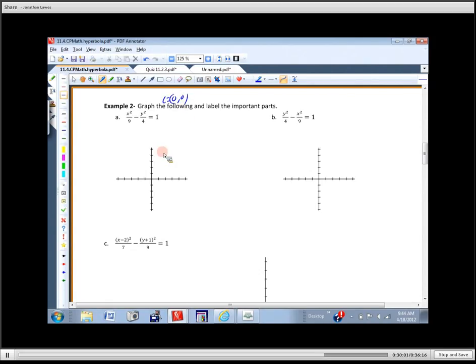Do yourself a favor right now. In your head, just say, well, that's going to be y equals plus or minus m times x. Because remember, it's y minus k equals plus or minus m times x minus h. There's no x or h, or there's zero on this one. So zero is our center. In the x direction, I go 1, 2, 3. 1, 2, 3. In the y direction, I go 2.